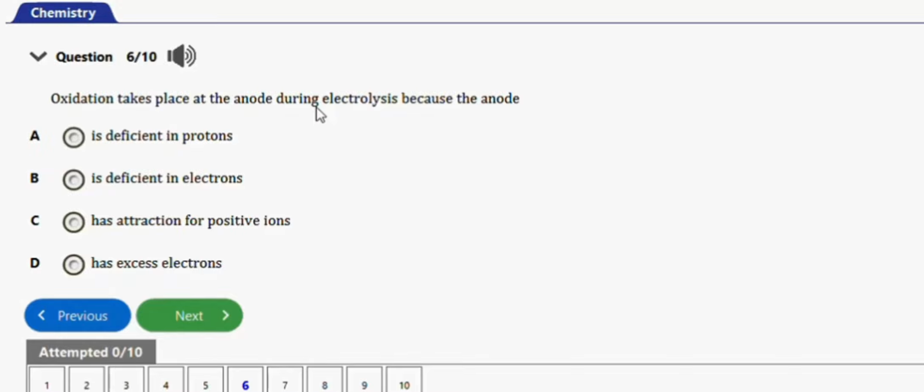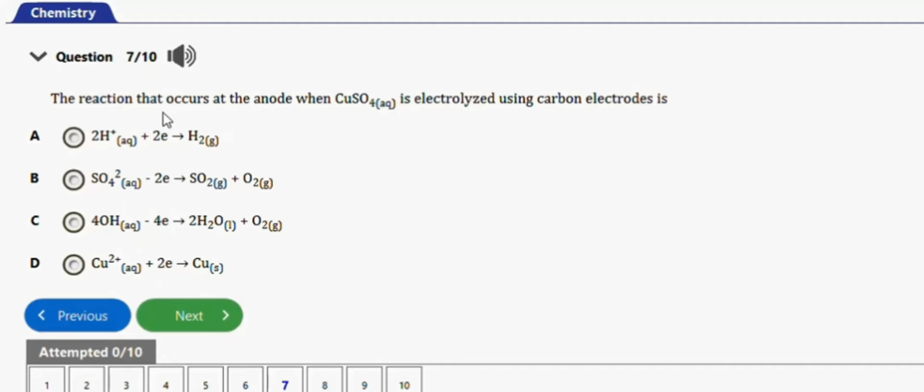It says oxidation takes place at the anode during electrolysis because the anode is deficient in protons, is deficient in electrons, has attraction for positive ions, has excess electrons. So the right option is option D, because it has excess electrons. Next question will be this one.